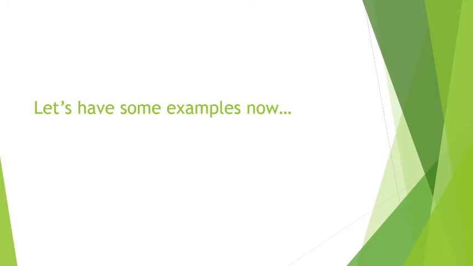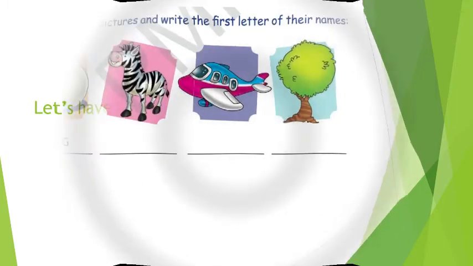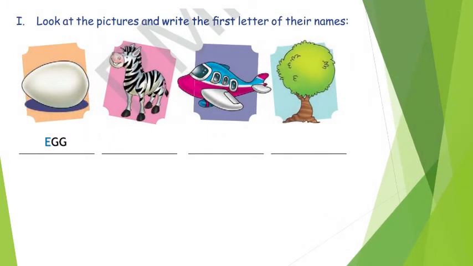Alright? Now let's have some examples. So here's the first exercise. Look at the pictures and write the first letter of their names. So can you see this picture? This is a picture of an egg, right? This one is done for you. Now identify this picture and write the name of the picture along with the first letter.